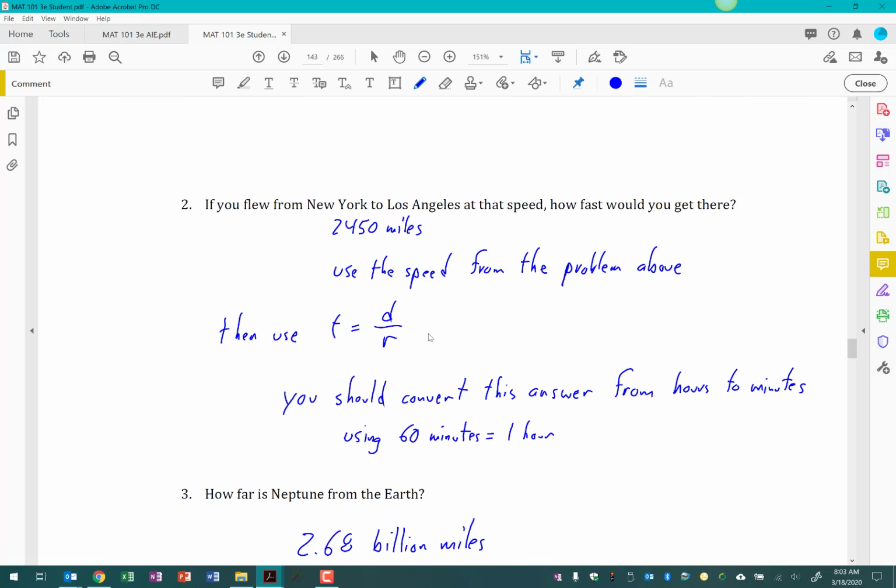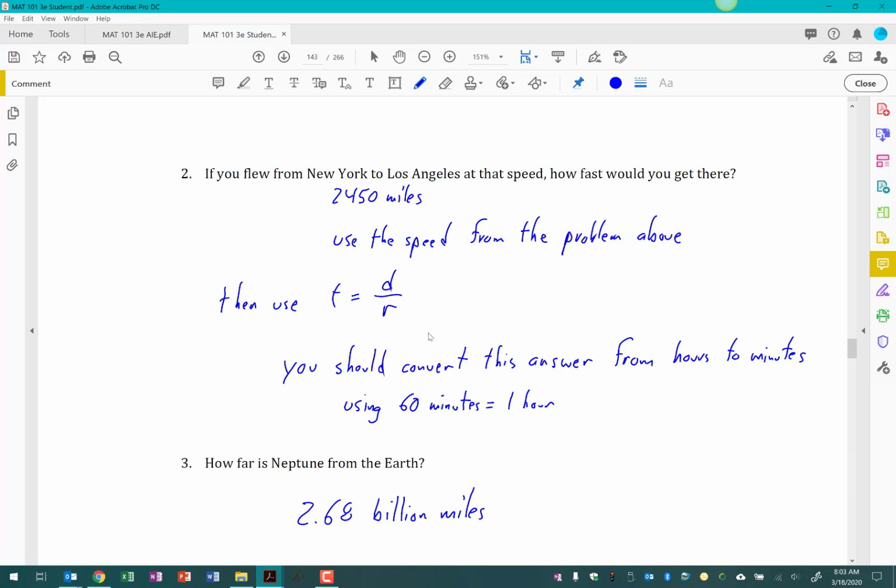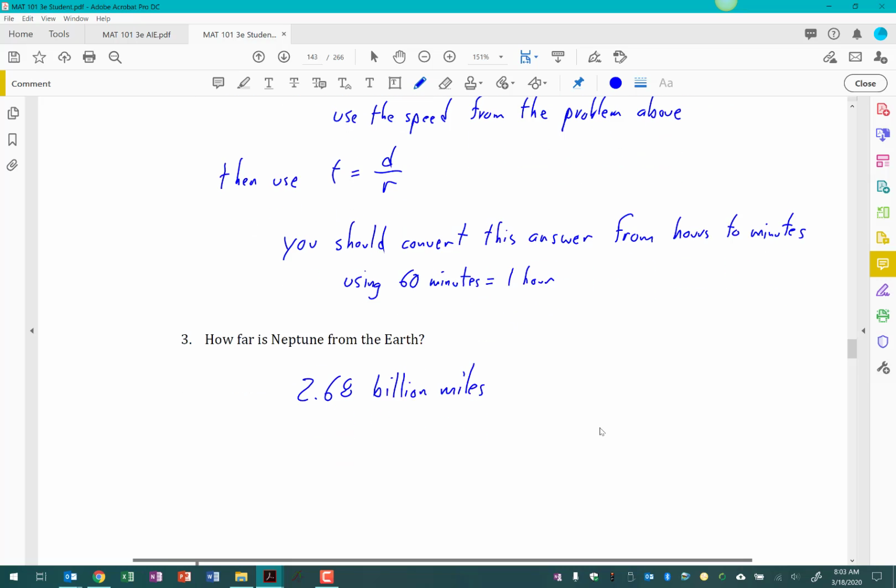Question number 2 says if we flew from New York to Los Angeles at that same speed that you've just calculated, how fast would you get there? So here we're looking for a time. So your distance is going to be 2,450 miles. Your speed is going to be the speed you just found in the previous question. And your formula is going to be the fact that time is equal to distance divided by speed. Your answer is going to be a pretty small number in terms of hours, so you should convert that answer from hours to minutes so it makes a little more sense, and you can do that using the fact that 60 minutes is equal to 1 hour.